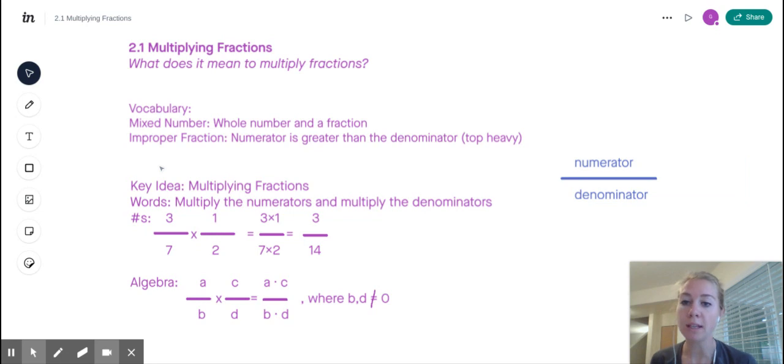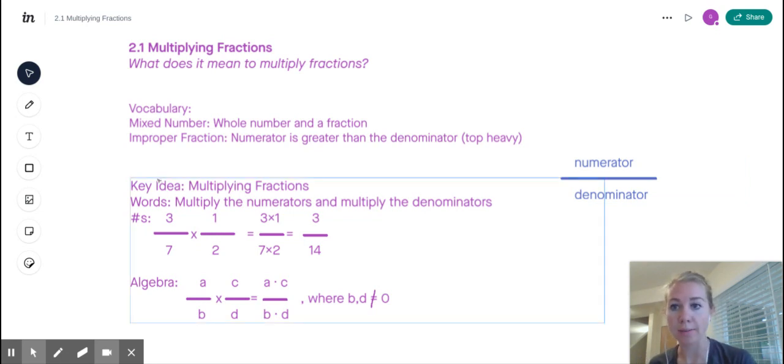Okay, a couple key ideas that we're going to go over today are multiplying fractions, which is what the whole section is about. So what that means in words is when you multiply fractions, you multiply the numerators. Remember, those are the top numbers, and then you multiply the denominators. So written in numbers, if we have 3/7 times 1/2, we multiply the numerators, 3 times 1, and then the denominators, 7 times 2. So that will give us 3/14, because 3 times 1 is 3, and 7 times 2 is 14.